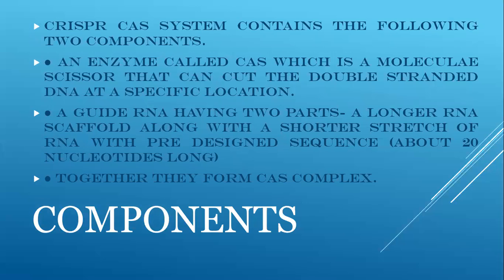Next, it contains two components. Basically, it contains Cas, which is a molecular scissor that can cut the double-stranded DNA at a specific location. And obviously, it contains a guide RNA. This guide RNA contains two parts: a longer RNA scaffold along with a shorter stretch of RNA with a pre-designed sequence about 20 nucleotides long. Together, they form the CRISPR-Cas complex.